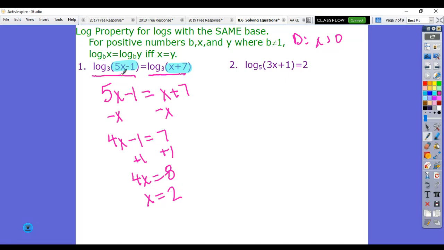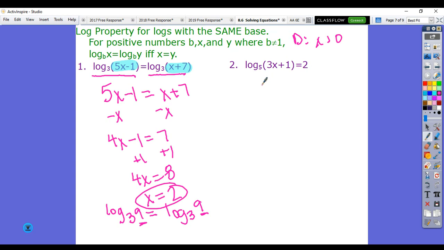So if I plug 2 back in, I get log base 3 of 2 times 5, which is 10, minus 1, which makes log base 3 of 9 on this side. And then when I plug x equals 2 back in for x on this side, 2 plus 7 is also 9. So that's what makes the left side equal the right, when x is 2.